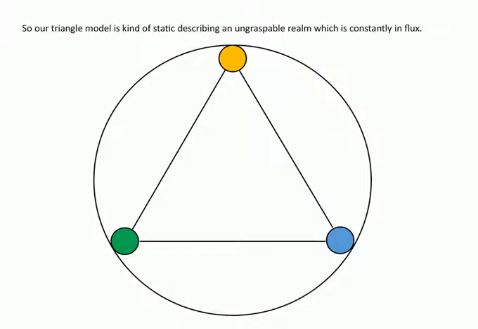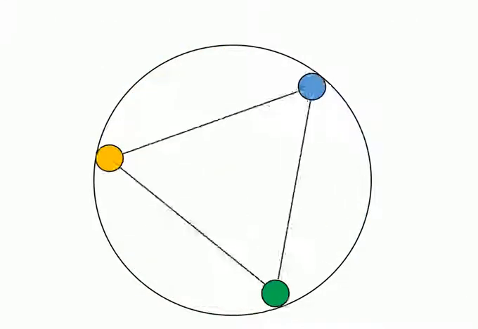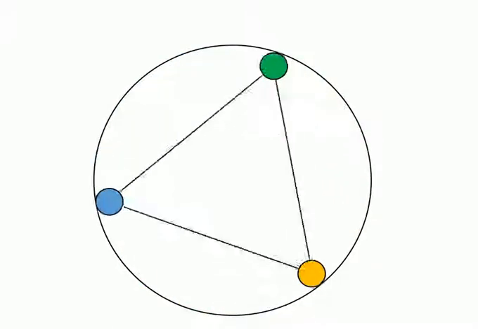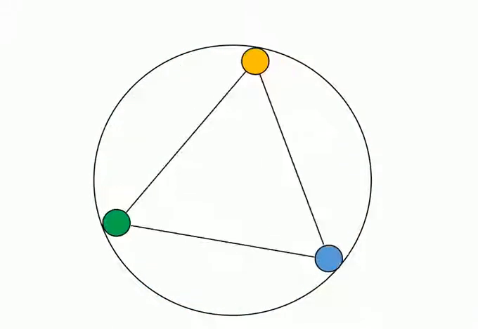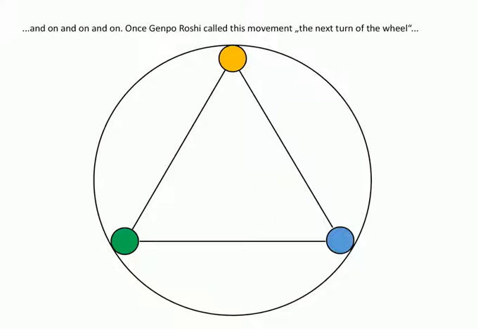So our triangle model is kind of static, describing an ungraspable realm, which is constantly in flux. However, adding the circle to the triangle, obviously there is an inbuilt flexibility and flux of the parts of the triangle. And on and on and on. Once Genpo Roshi called this movement the next turn of the wheel.